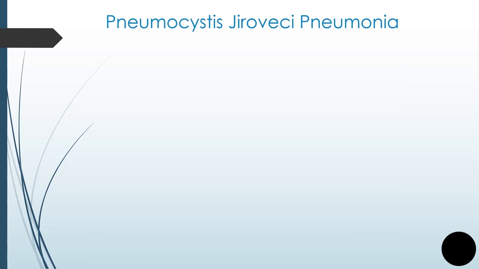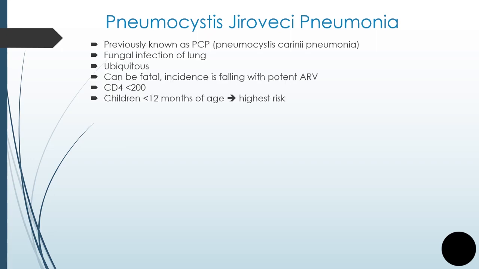Pneumocystis jirovecii pneumonia, previously known as PCP or Pneumocystis carinii pneumonia, is a fungal infection. Previously, it was categorized as a protozoal organism, but due to its close resemblance with fungi, it is now classified as a fungus. The organism is present everywhere in the environment. It can cause a disease which can be fatal, especially in patients with advanced HIV. However, the incidence is falling with potent ARVs and cotrimoxazole prophylaxis.